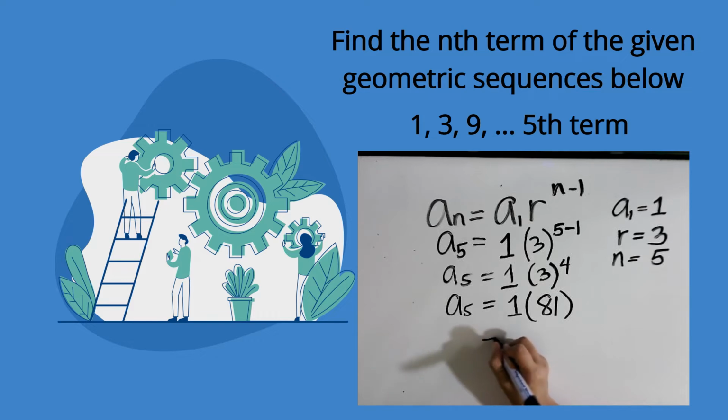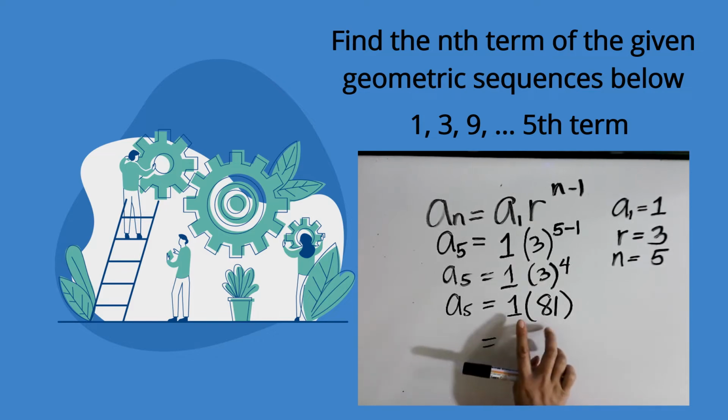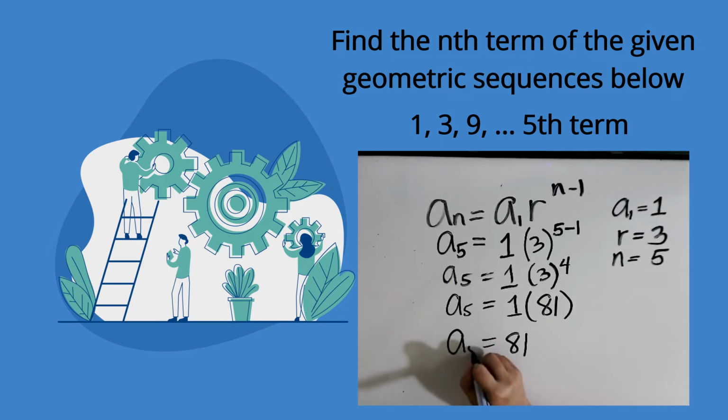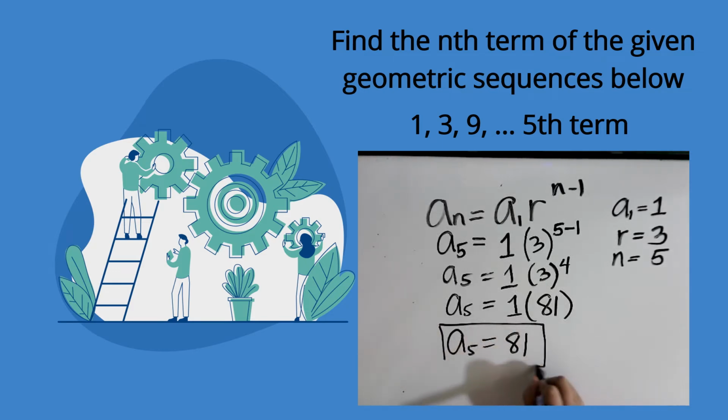And lastly, multiply these two numbers. 1 times 81 is equal to 81. Therefore, the fifth term of the given geometric sequence is 81.